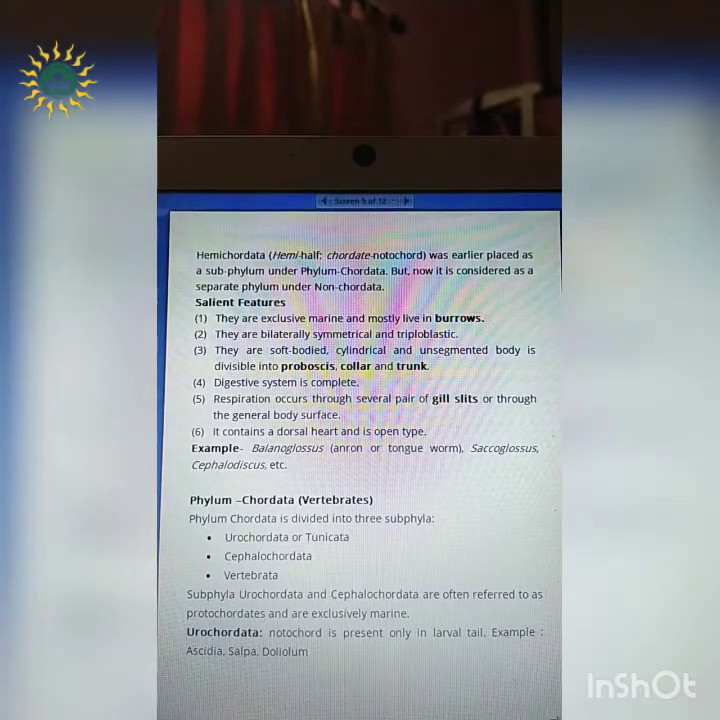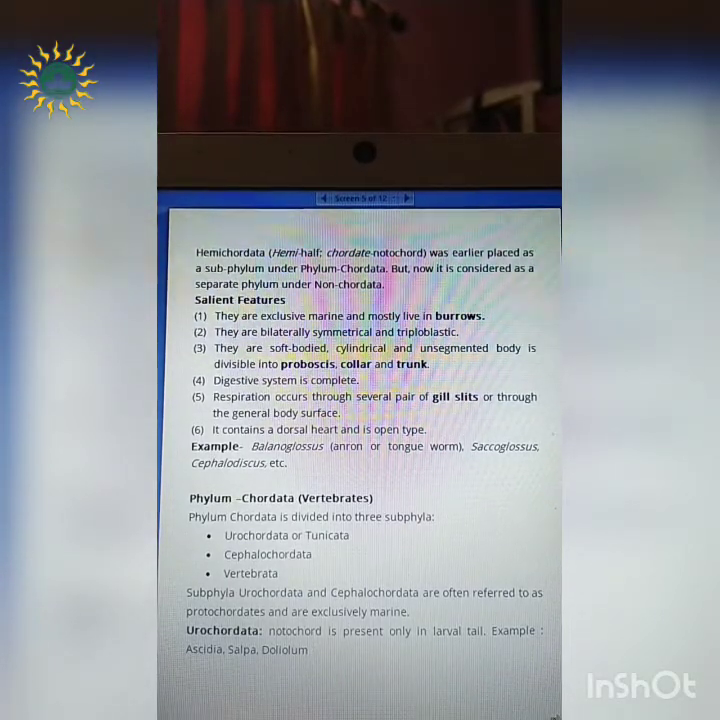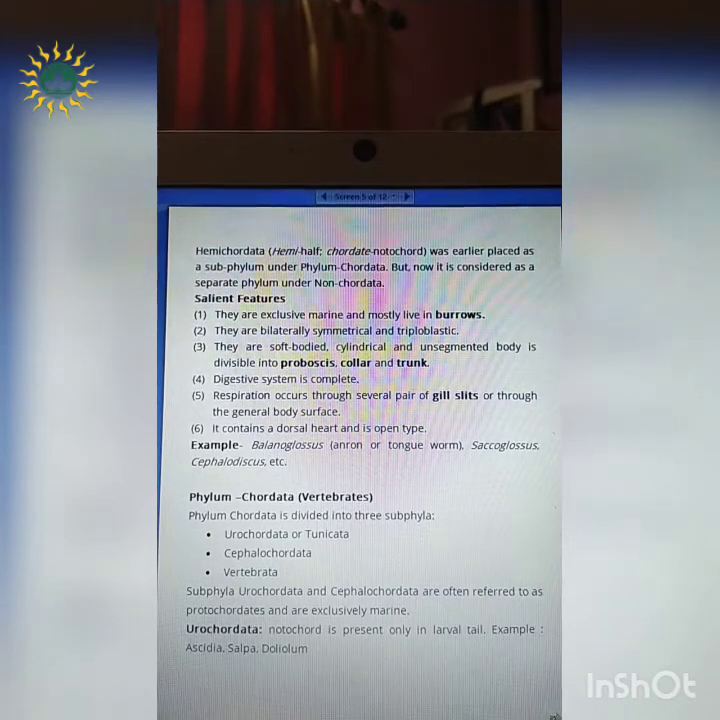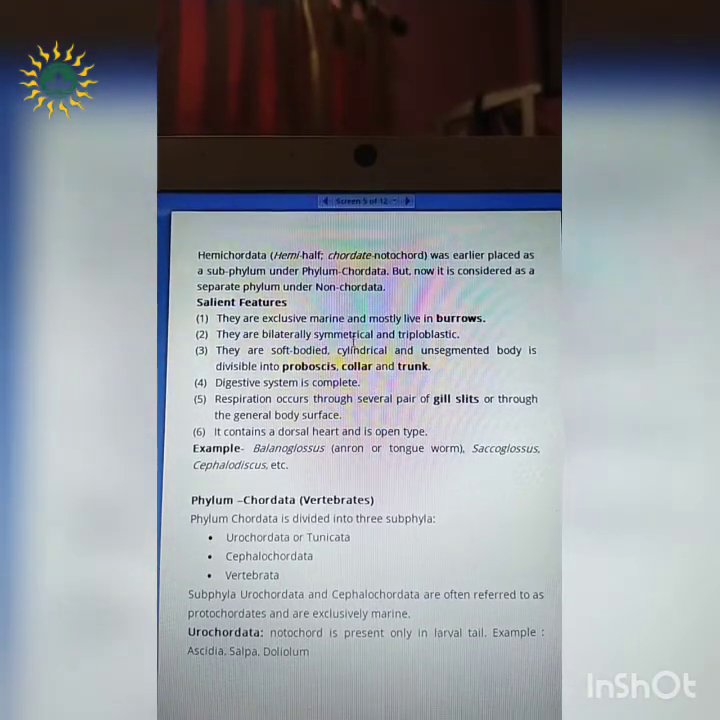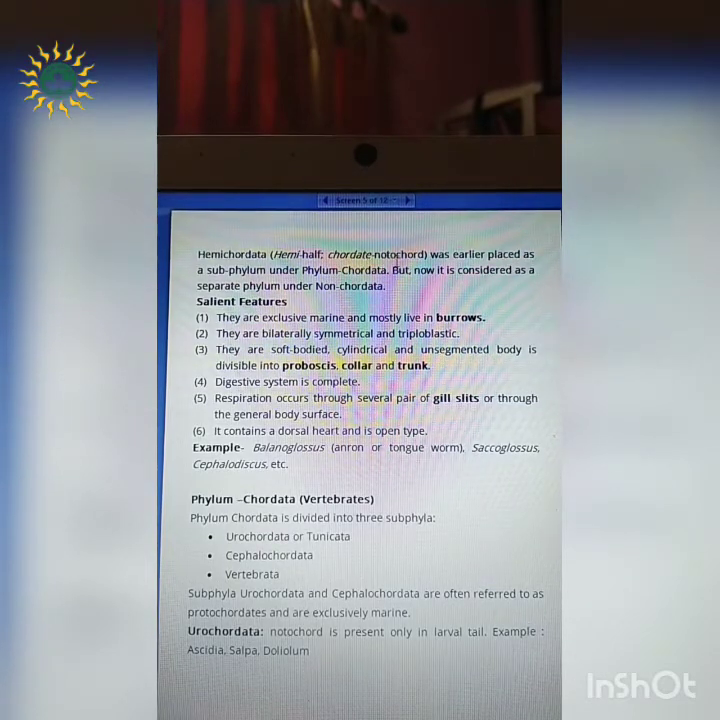Hemichordata is specifically a connection between chordata and non-chordata. As a result of that, it is placed in between these two phyla. Hemi means half and chordate means notochord is present, right? So half of the notochord. So let's see the salient features.